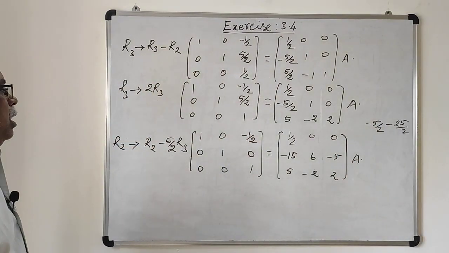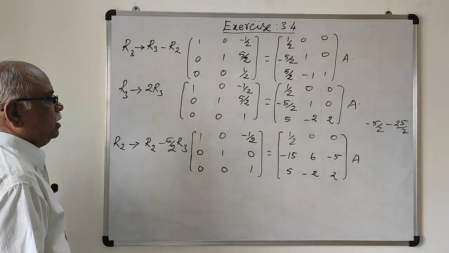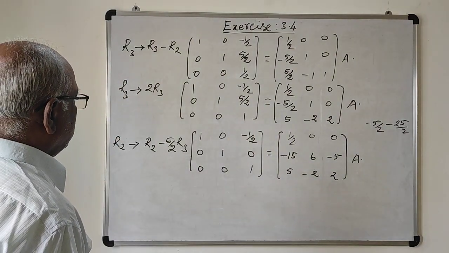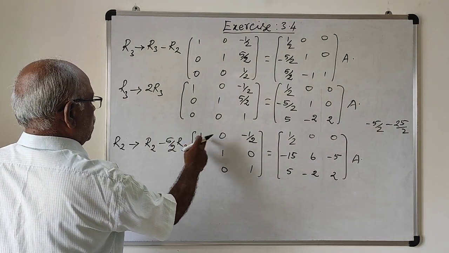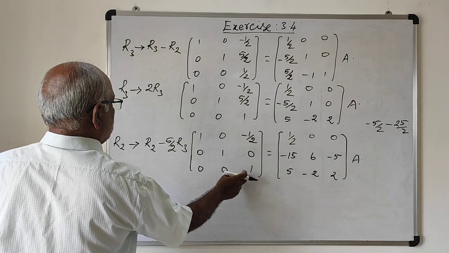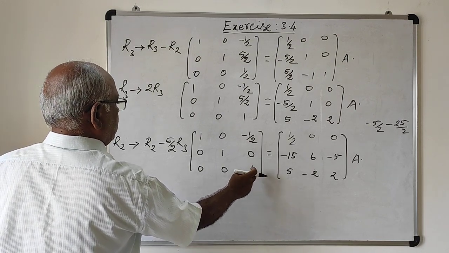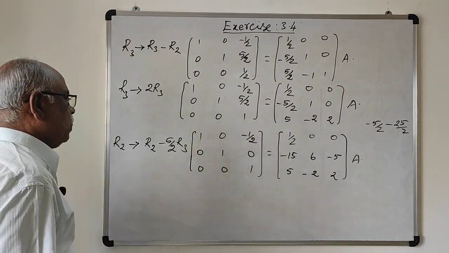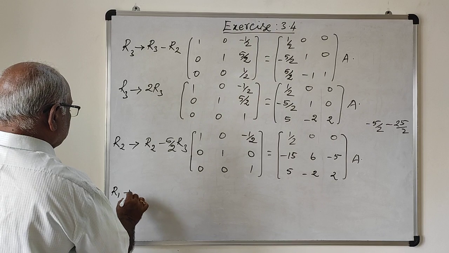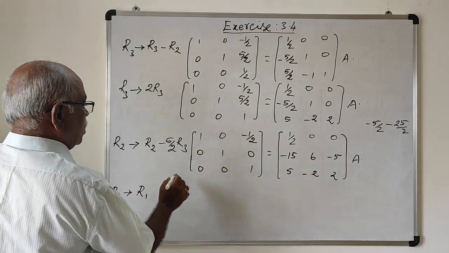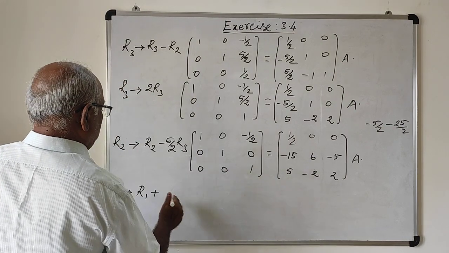So one more. This is 1, 0, 0, and this should be 0. For that, R1 is R1 plus 1 by 2 R3. Minus 1 by 2 plus 1 by 2 R3 becomes 0. So R1 is R1 plus 1 by 2 R3.